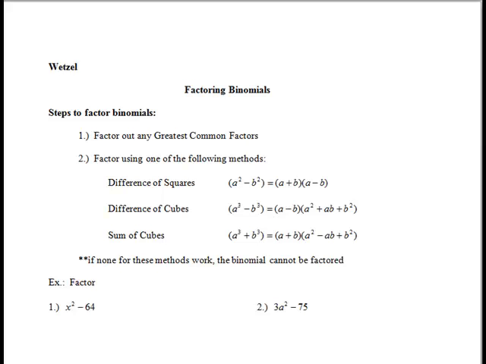Factoring binomials. The steps for factoring binomials are a little bit different when it comes to standard form. Most of them will be in standard form, which is fine, but if they're not in standard form, for some reason this author does not want you to put them in standard form. Factor them the way they are. We still need to check for greatest common factors though.